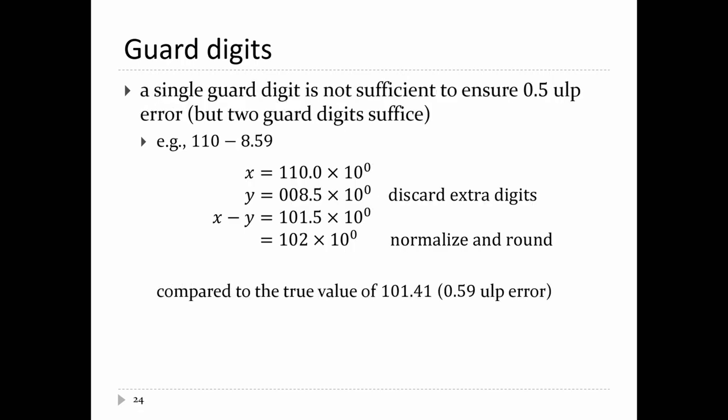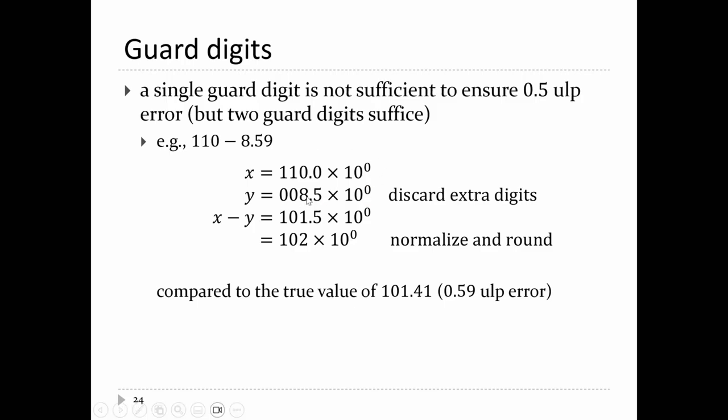So it turns out that if you use just 1 extra guard digit, it's not enough to guarantee 1/2 ULP of error. For example, here's 110 minus 8.59. Write out 110 in our floating point format. Well, it's easy: it's 110 times 10 to the 0. 8.59 is 859 times 10 to the minus 2. Make the exponent the same.